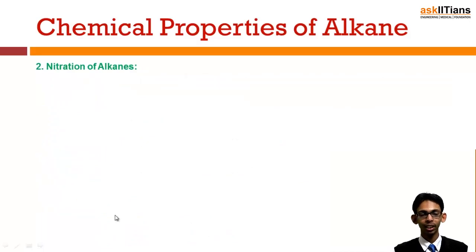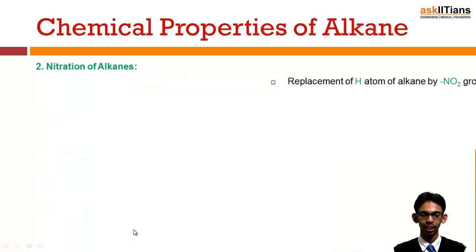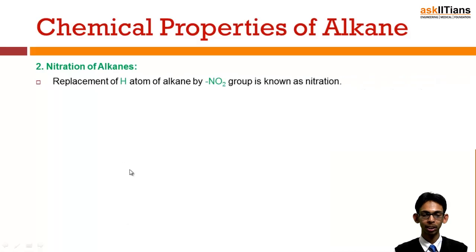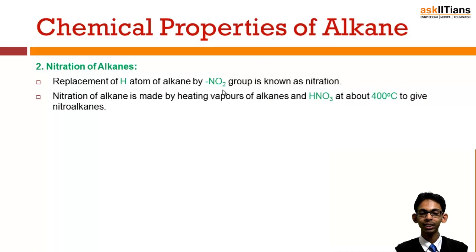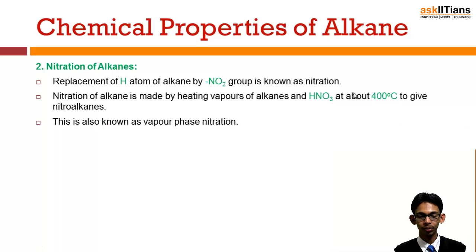The next is nitration of alkanes, and nitration involves the replacement of a hydrogen atom of an alkane by the NO2 group. This nitration of alkane is made by heating vapors of alkane and HNO3 at about 400 degrees Celsius to give nitroalkanes, and that is why it is known as vapor phase nitration. And the reaction involved in this is like that.